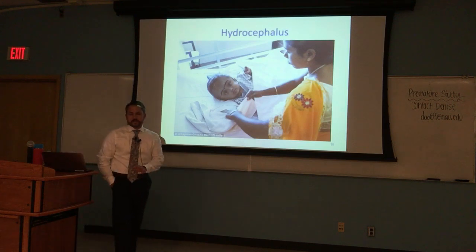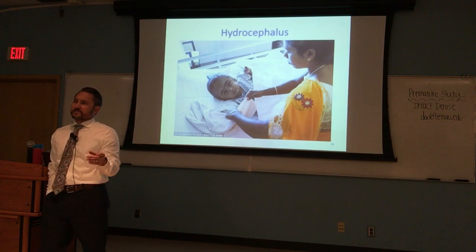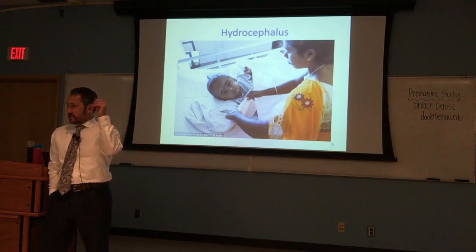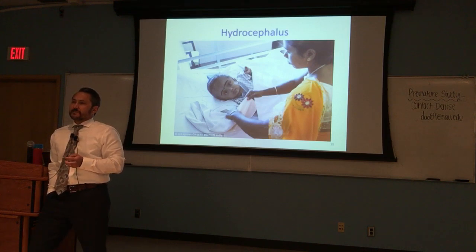Good question. So the question is, why would you put a shunt in and drain the cerebral spinal fluid back into the venous circulation? Why not just let it dribble out the back or something? Yeah, it's a simple answer.